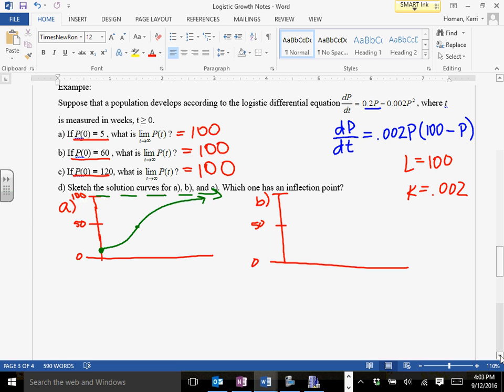okay, I don't have room for my 100, but you know it's there. If our initial condition is above our halfway point, we are still going to increase towards that horizontal asymptote, towards that carrying capacity. We're just not going to have a point of inflection because we're already past that L over 2. Okay.